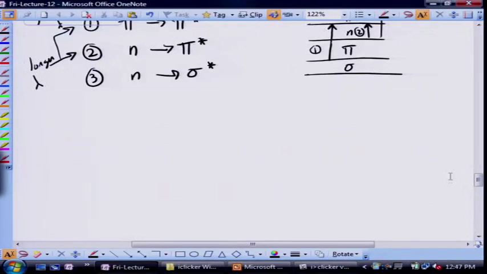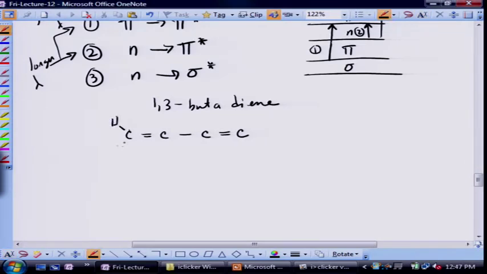Okay, so let's look at a simple example. Let's look at 1,3-butadiene. So what does that look like? Well, buta means there's 4, and then on positions 1 and 3 we have enes, and enes are double bonds, so it looks like this. You can put the hydrogens on there if you want.